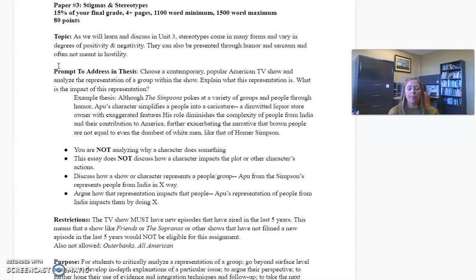Okay, so the topic that we are talking about for paper number 3 is stigmas and stereotypes. And what we have been discussing is that it can come in a lot of forms, and it can be positive, it can be negative, but at the end of the day, even through humor or sarcasm, we can still be stigmatizing or stereotyping a group of people. And so what we're going to do in this paper is examine a stigma or a stereotype in a popular American TV show.